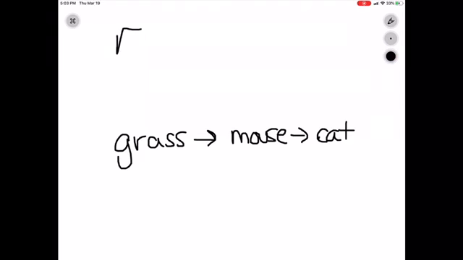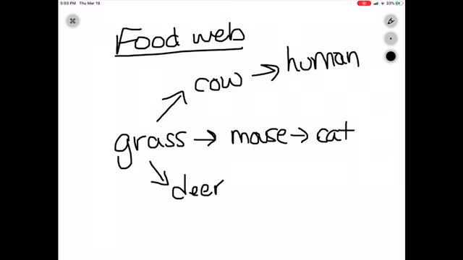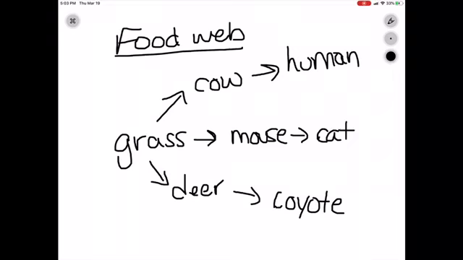Now we're going to look at what does a food web look like. So a food web is going to include all of the interactions in the ecosystem. So a cow is also going to eat the grass. Deer are also going to eat the grass. Humans are going to eat the cow. A coyote might eat the deer. The coyote might eat the cat as well. So we're including all the different relationships within that ecosystem, not just one interaction. So that's the difference between a food chain and a food web.